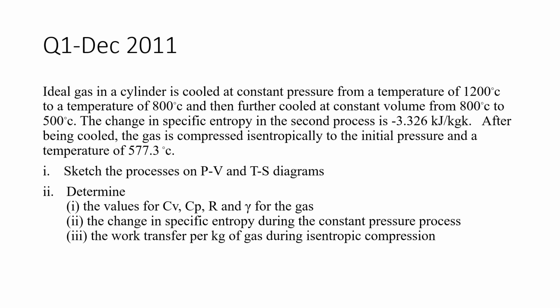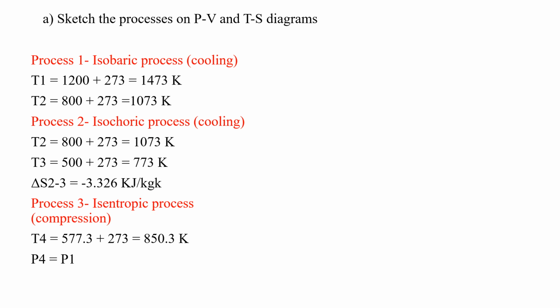577.3 degrees C. So the first part of the question is asking to sketch the processes on PV and TS diagrams. For the management of solving the question, the most important thing is extraction of all the data and values from the context of the question and put it on your exam paper so you can have all the data in front of you. You don't need to go back to the question over and over again, so it will save a lot of time for you.